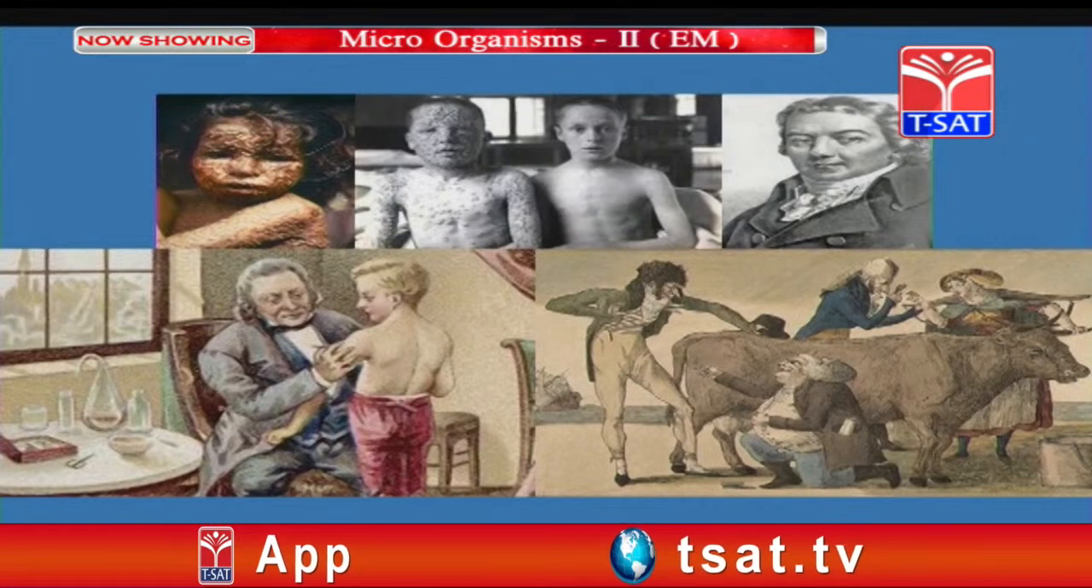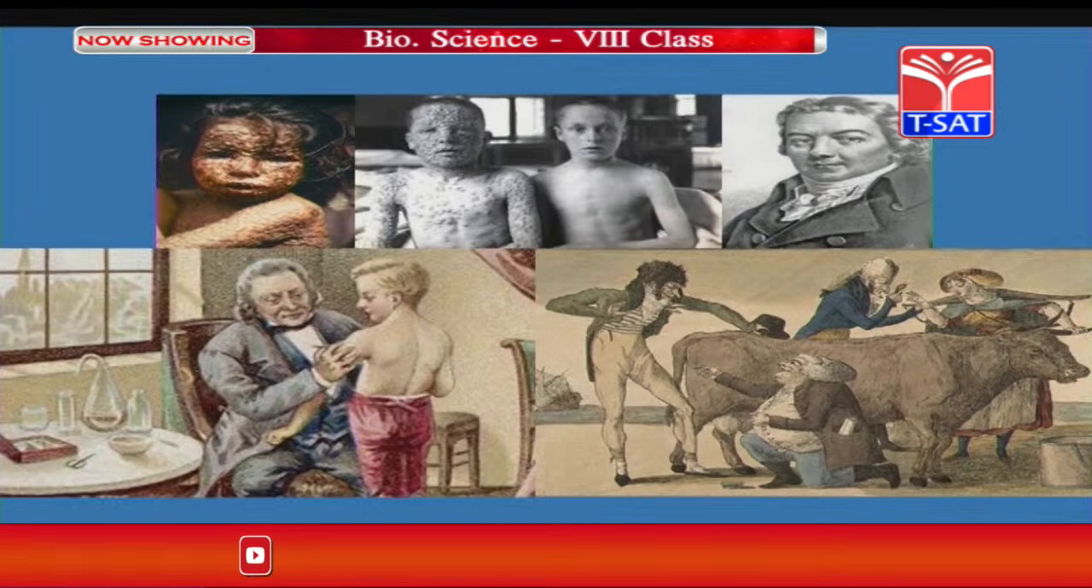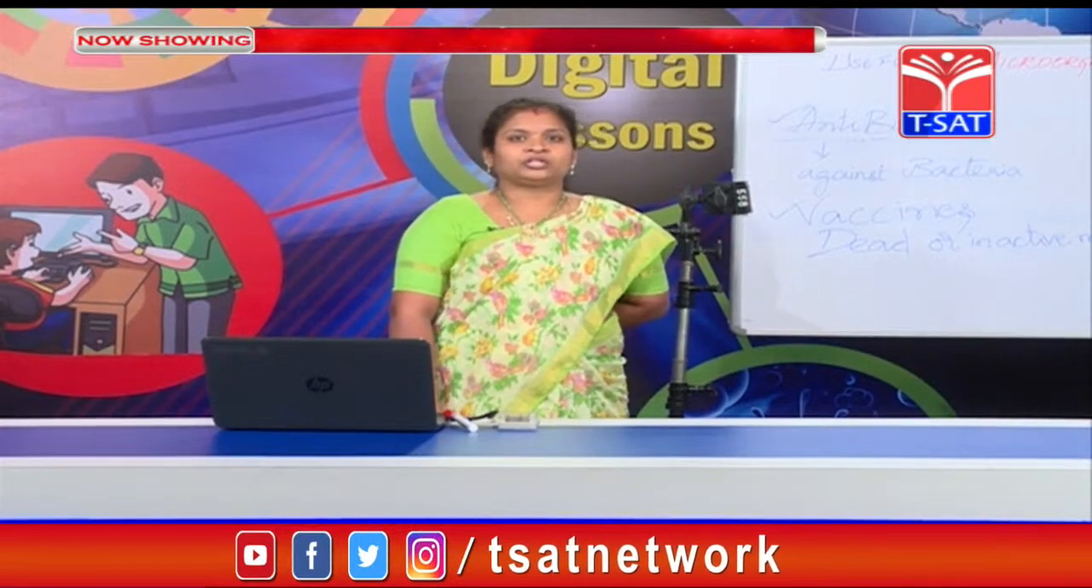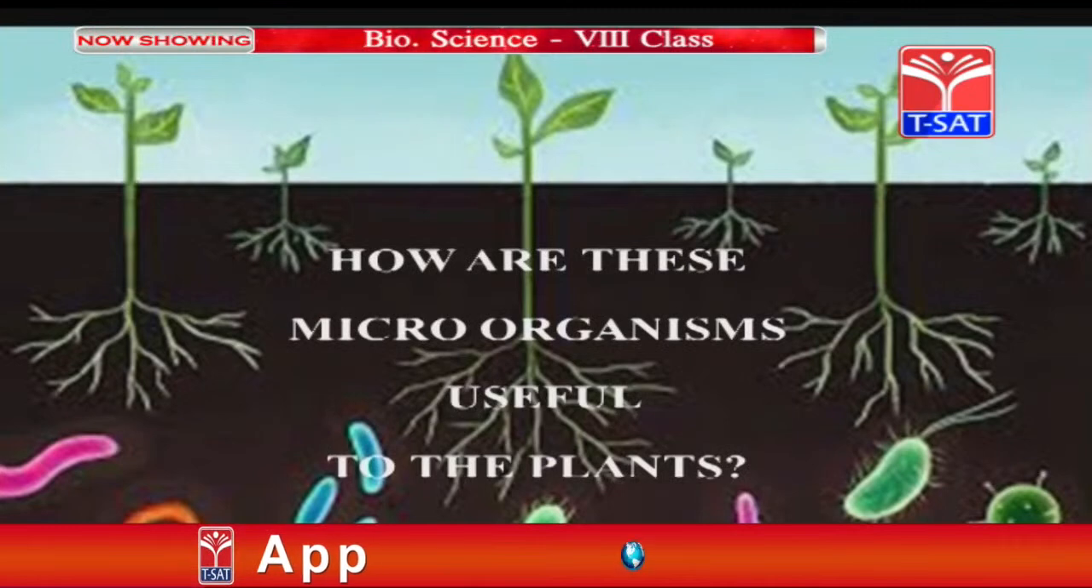So, children, this is the story of the smallpox vaccine. You can see here the boy is being given the vaccine in the form of an injection. Now, let us come to another topic, uses of microorganisms by the plants. How are these useful microorganisms helpful to the plants?